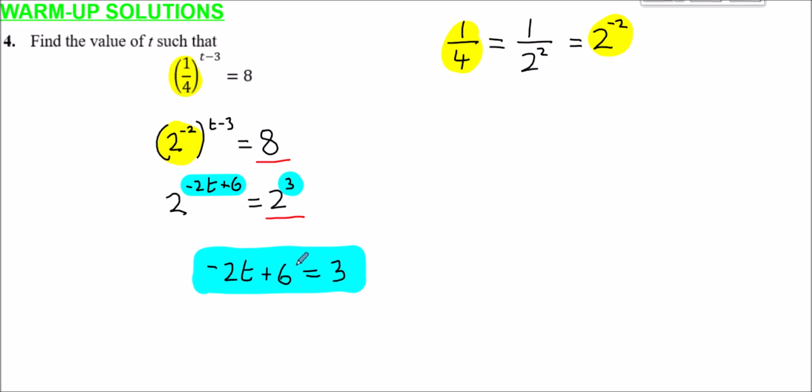So what I'm going to suggest we do is we add 2t to both sides to obtain 6 equals 3 plus 2t. Now subtract 3 from both sides, gives us that 3 equals 2t. Finally, when we divide through by 2 on both sides, we see that t is equal to 3 over 2, which you can rewrite as 1.5 if you so wish. And that's the warm-up questions completed, so we can move on to the main course of the lesson.